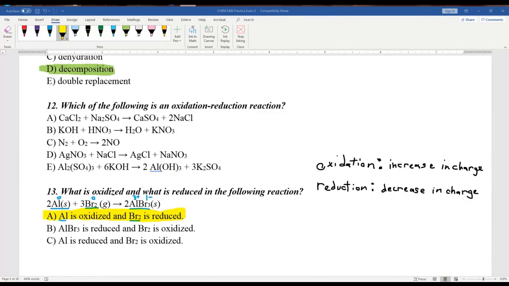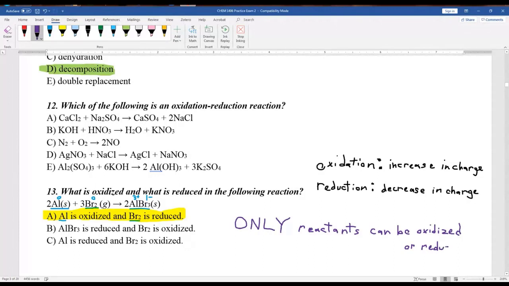All right, cool. Note one very important thing here, and I'm going to write this down because it is so important: only reactants can be considered to have been oxidized or reduced. Products cannot be oxidized or reduced. Only reactants can be oxidized or reduced.